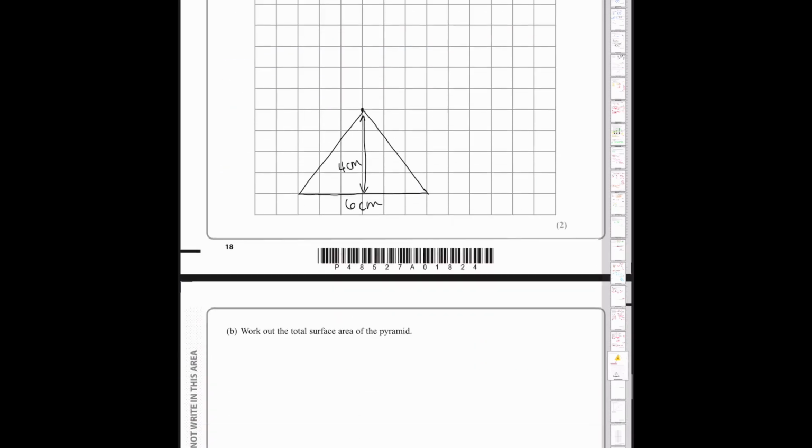Okay, question B, okay, was harder, but still not as hard as you might think. I'm sorry if you can hear my dog barking. She gets excited about the neighbour's dogs. Okay, what I want you to do for B is work out the total surface area of the pyramid.